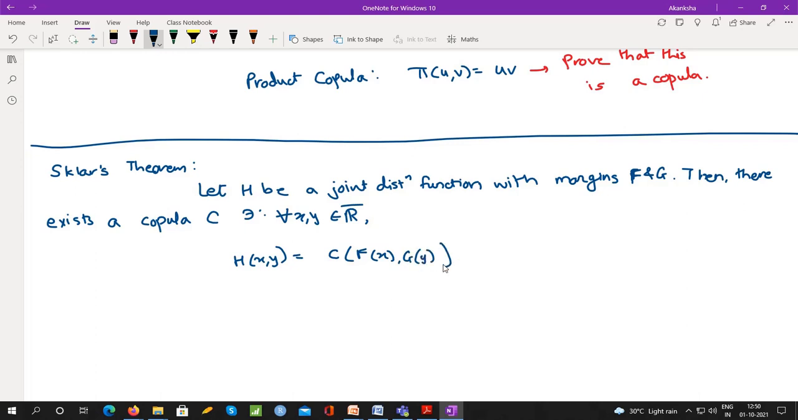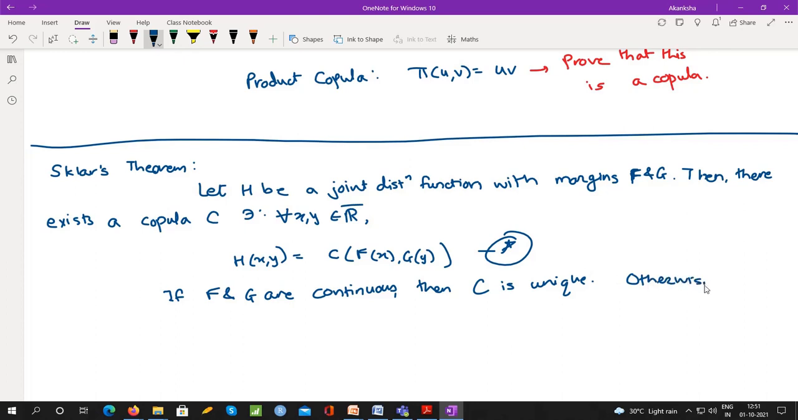I told you that a copula is basically supposed to connect a joint distribution to its marginals, so this is how it should connect. We should be able to write the joint distribution as C, that is the copula, of F(x) and G(y), the marginal CDFs. Let me call this star because we are going to need it later. The statement is not complete yet. If F and G are continuous, then C is unique.